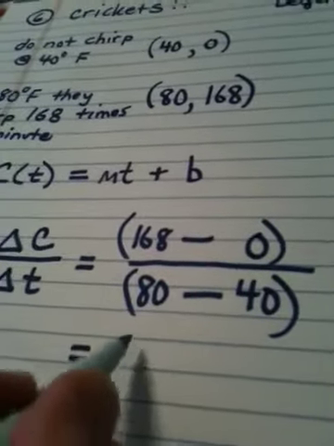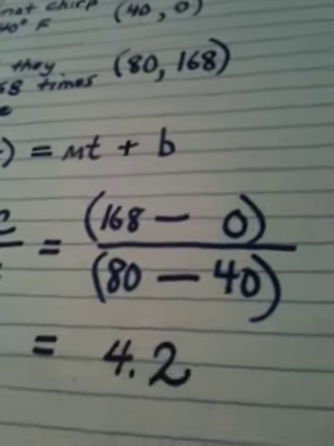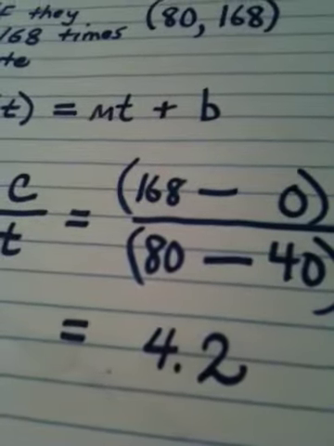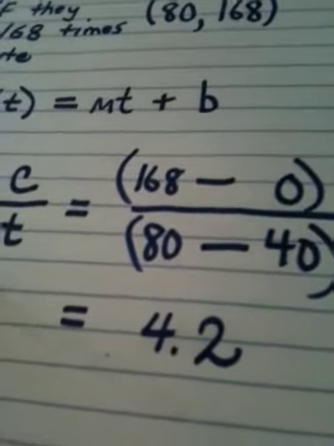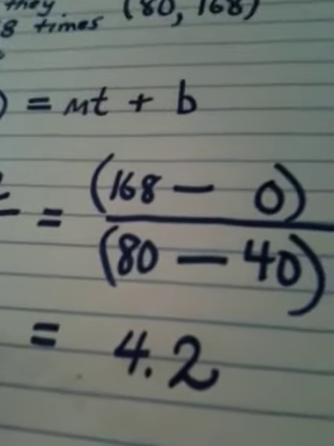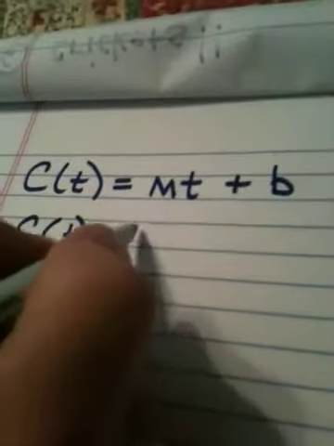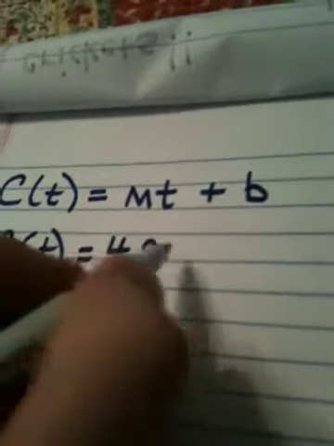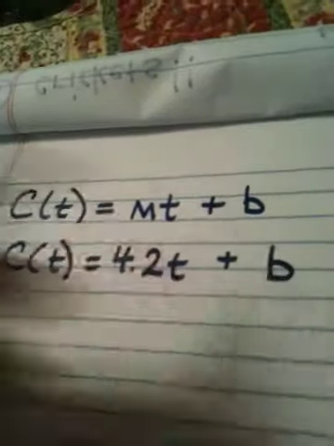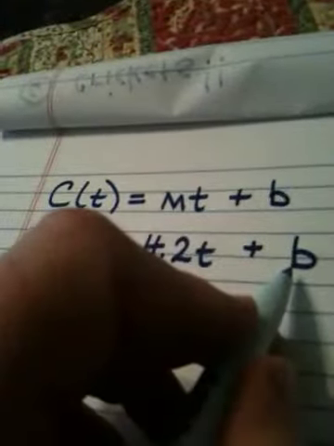And you get the answer 4.2. So we now know what the slope of our function is, okay? 4.2. So come with me to the next page. Now, C of T, chirps depending on temperature, was originally mT plus b. C of T is equal to, we now know this is 4.2, 4.2 times T plus b. I have to find b.